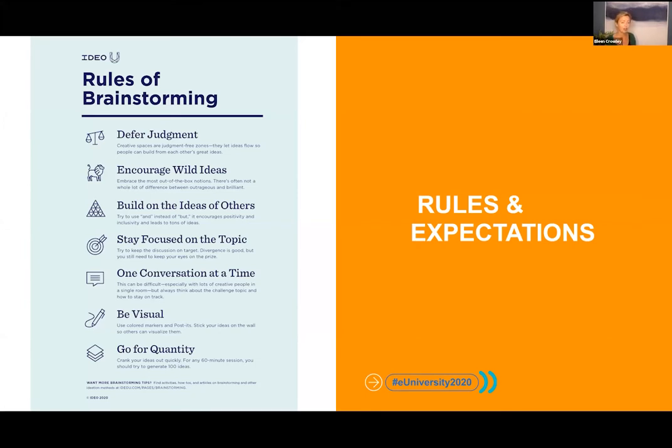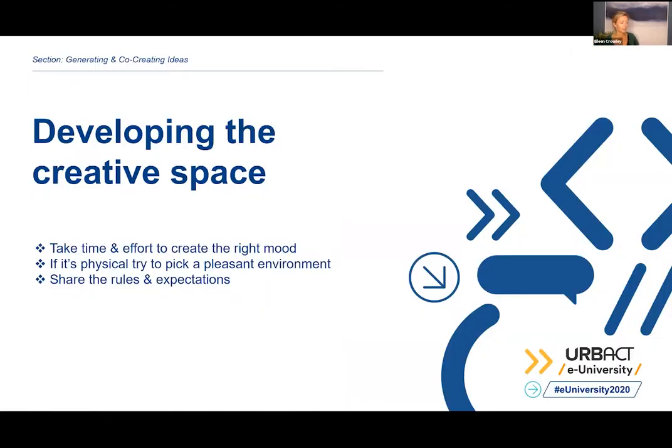Stay focused on the topic, one conversation at a time. So it's important to ensure that everybody has a chance to speak and everybody is heard. Be visual and go for quantity. So we'll talk more about going for quantity in a brainstorming session later. So what else do we need to do?